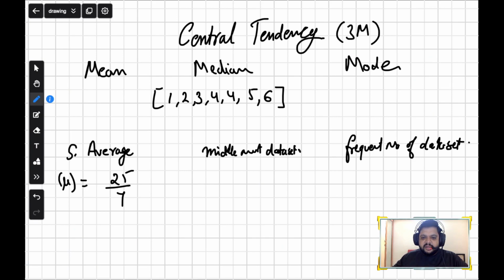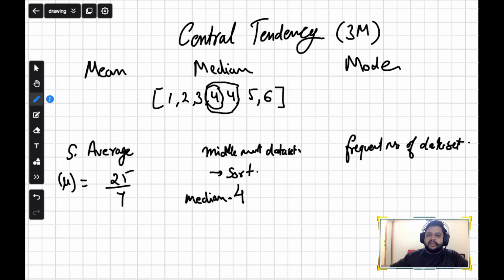Similarly, for the middle of the data set, first we do the sorting. This data is already sorted and we take the middle value. Now when we have 7 data points, the fourth will be the middle one. That's how the fourth becomes the median. Now for the frequent number in the data set, which number is coming more than one time? This is the number that has come more than once, or whichever is the highest. So this becomes your mode.